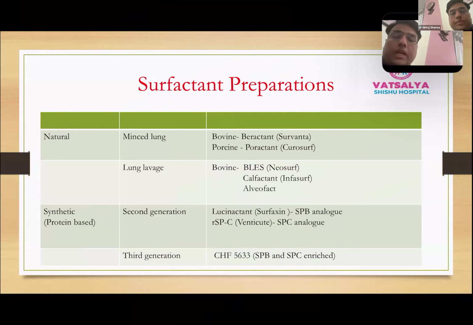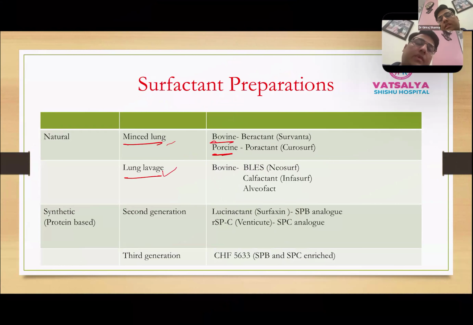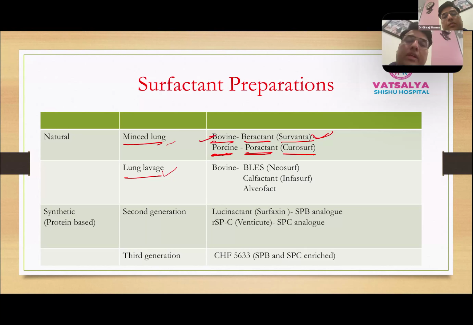Natural surfactants are of two types, minced lung and lung lavage. They are extracted by the minced lung or lung lavage method. Minced lung surfactants are also of two types, bovine based or porcine based. Bovine based surfactant is beractant, and the brand name is Survanta. Porcine surfactant is poractant, and the brand name is Curosurf. So these two types of minced surfactant are there, bovine and porcine, beractant and poractant.